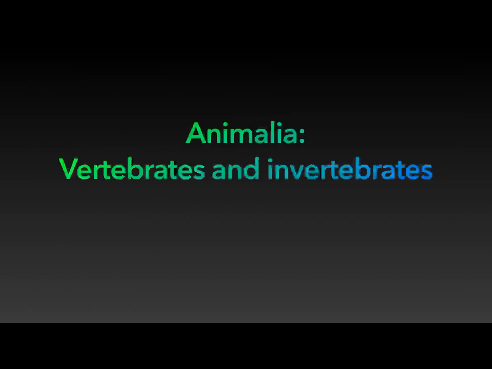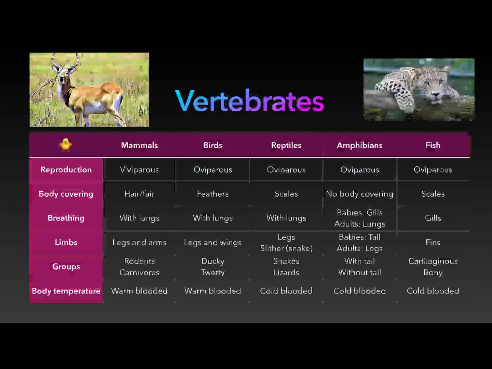Animalia, vertebrates and invertebrates. Vertebrates. There are 5 types of vertebrates that are mammals, birds, reptiles, amphibians, and fish.